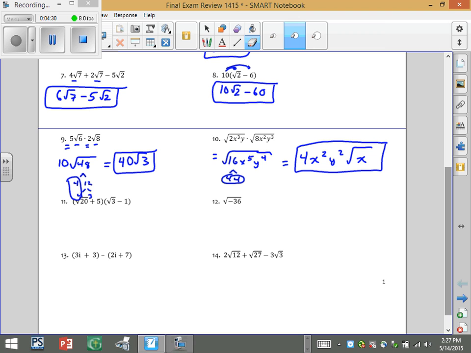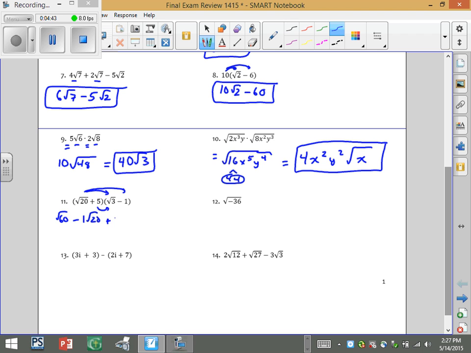All right, and we'll try one more of these problems with foiling. So we have square root of 60 when we multiply those. Minus 1 square root of 20 plus 5 root 3 minus 5.